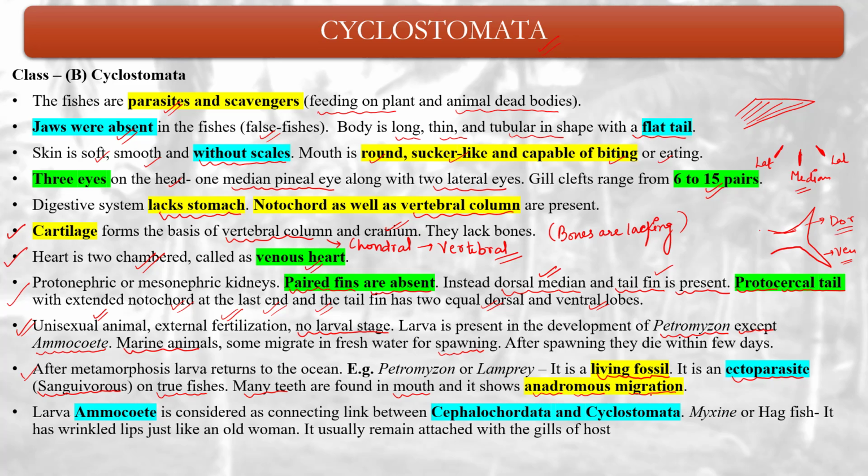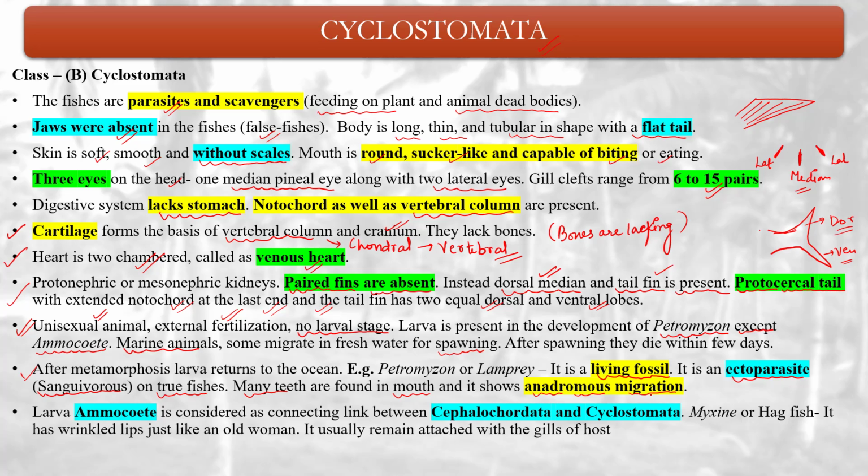After metamorphosis, the larvae return to the ocean. Petromyzon or lamprey is considered a living fossil. Spawning basically means to lay eggs. It is a procedure of laying eggs, and they need a particular environment for it. After spawning they die within a few days. Petromyzon or lamprey is considered an ectoparasite and a sanguivore, meaning it feeds on the blood of true fishes.